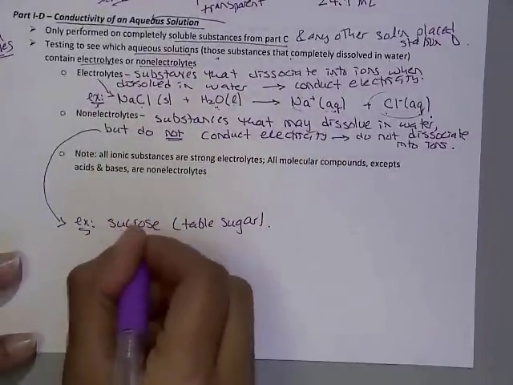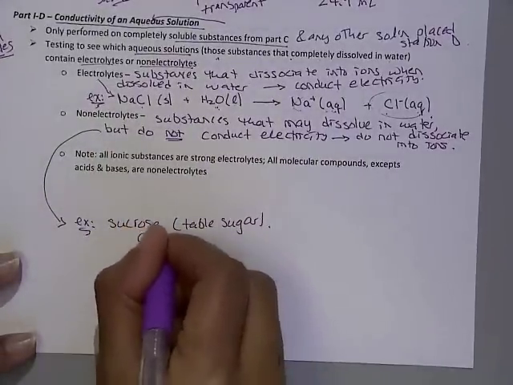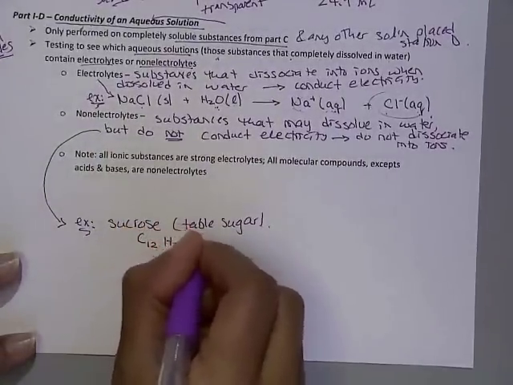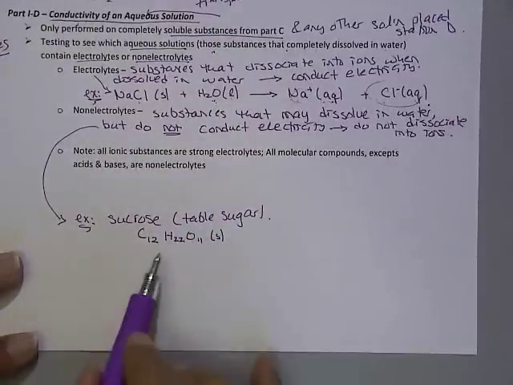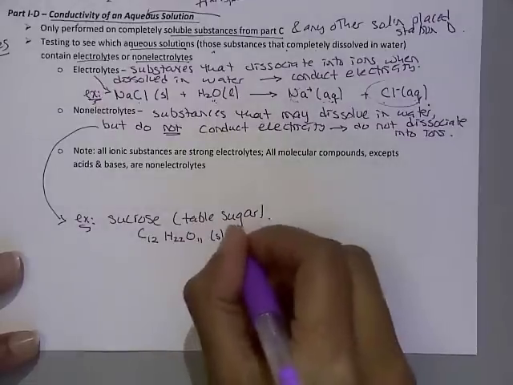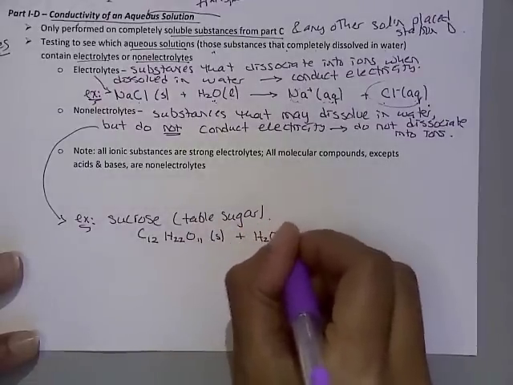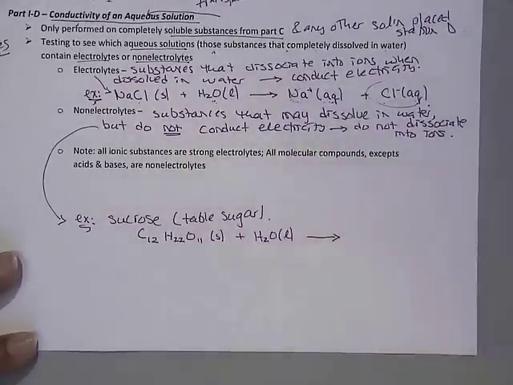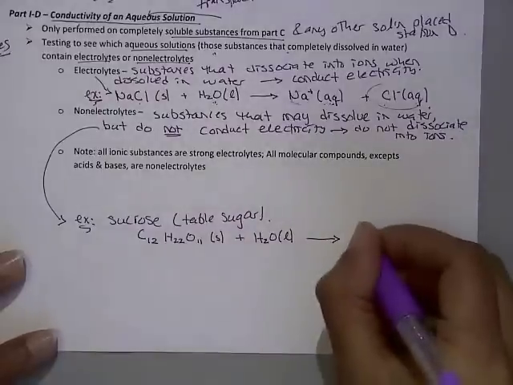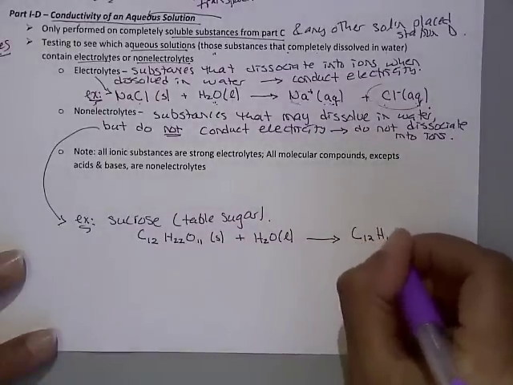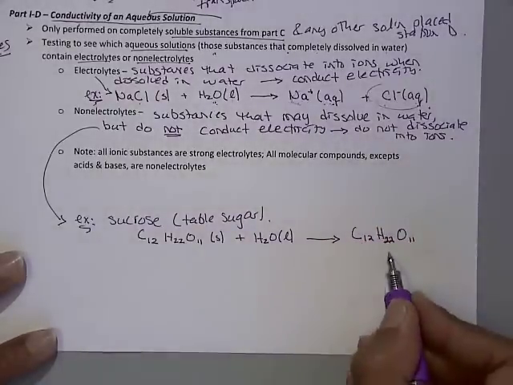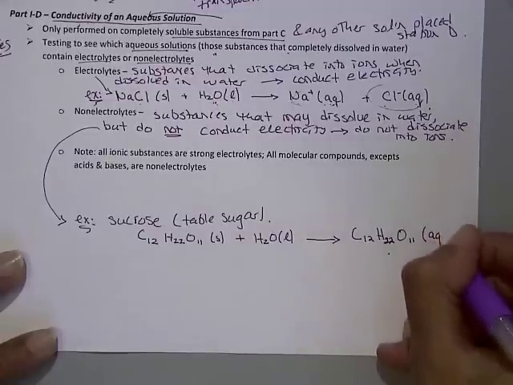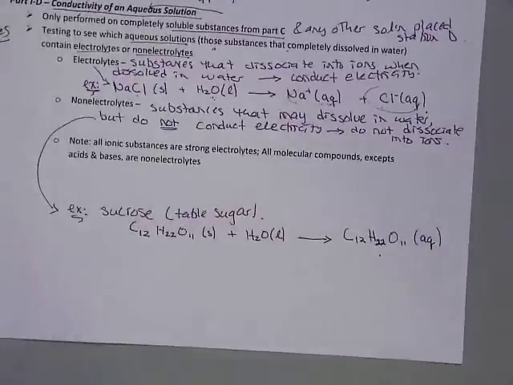Table sugar has the following chemical formula: C12H22O11. So if we take a spoon or a spatula of table sugar, it's a solid, we add it to liquid water, it completely dissolves. Therefore, the way we would write this chemical formula is sucrose, aqueous, and again, this aqueous tells us that it's fully dissolved in water. We know sugar dissolves in water.